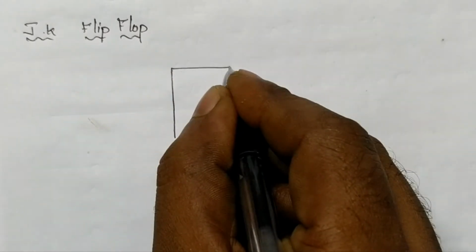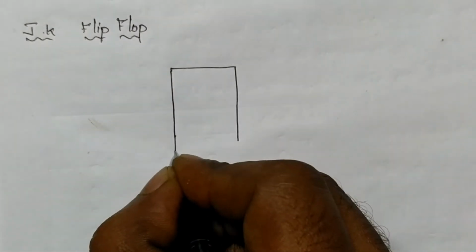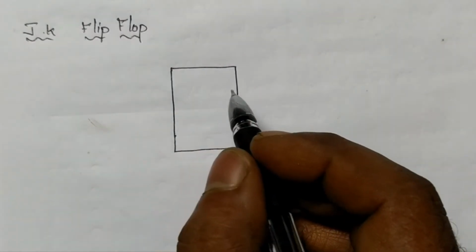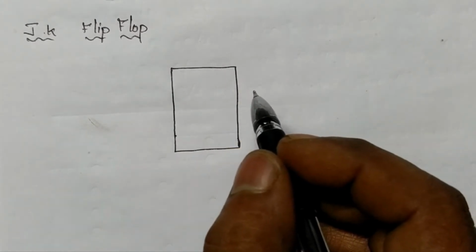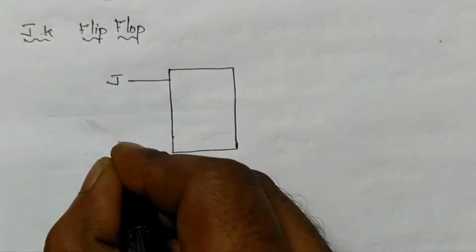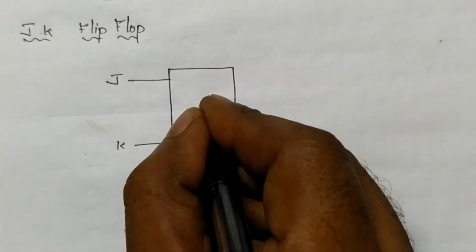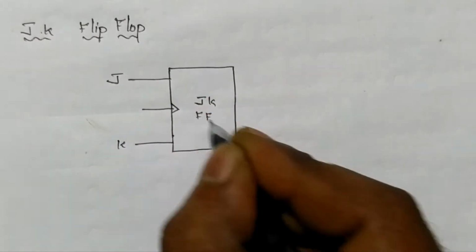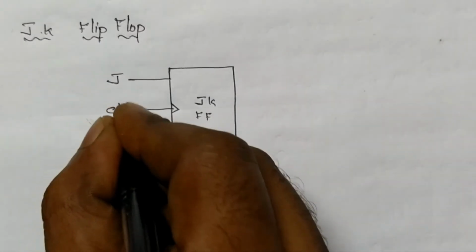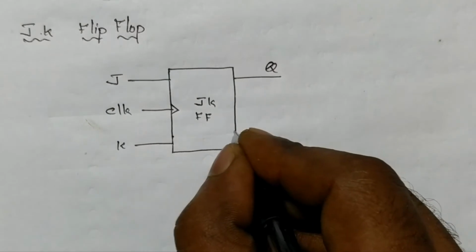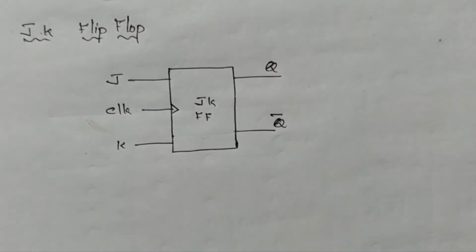For JK flip-flop, from the name itself we can conclude that it has two inputs. One is J, another input is K. Here it's JK flip-flop, and it will have the clock input, and we will have two outputs. One is Q, another one is its complement Q bar. This is the block diagram.